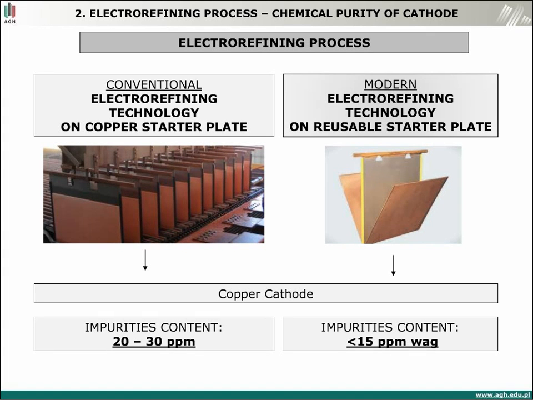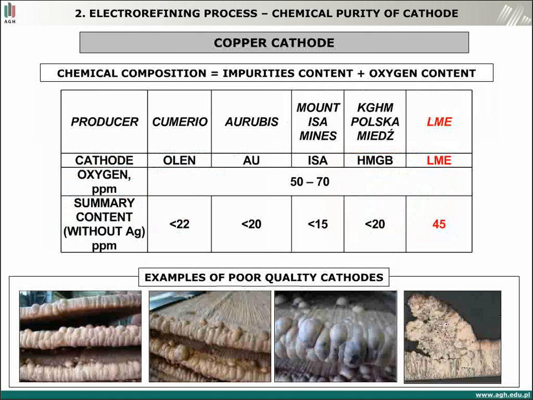Among many advantages of this approach, I'd like to focus your attention on the improved chemical purity of cathodes from the newer technology. As you can see in the table, all the cathodes from the newer and from the conventional technology are able to meet chemical purity requirements of the London Metal Exchange. But only in the conventional technology is it possible to achieve such poor quality cathodes, as you can see in the lower part of the slide.